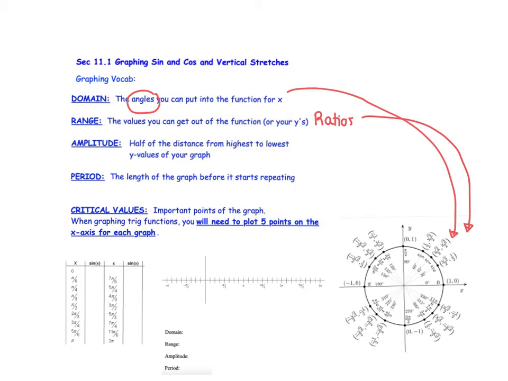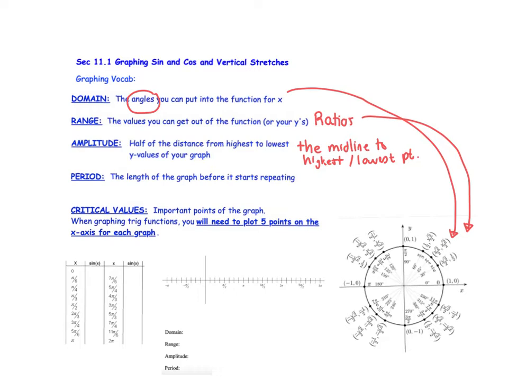The amplitude is defined as half the distance from the highest to the lowest y values of our graph. I also like to define the amplitude as the distance from the midline, and we'll talk about where the midline can be found, but it's the distance from the midline to the highest or lowest point. So often I will talk about finding the midline. And then finally, the period is the length of the graph before it starts repeating itself.